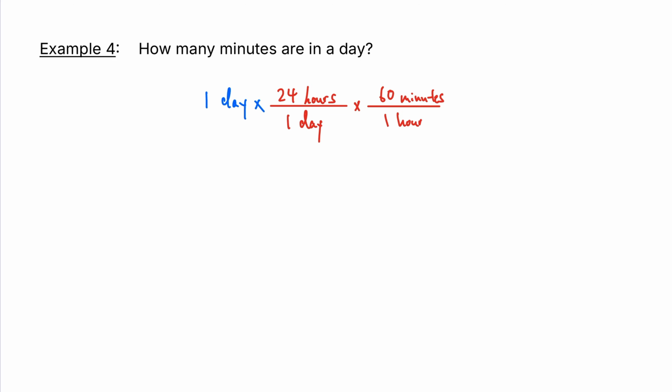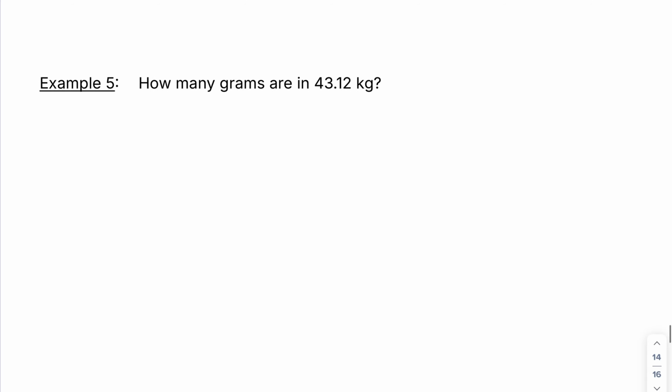Okay, now if you go ahead and multiply this out, as I mentioned, the days will cancel out, the hours will cancel out, and now all you do is multiply these numbers together, and that works out to 1,440, and then the unit measure that's left is minutes. Okay, 1,440 minutes. All right, let's move on to example 5.